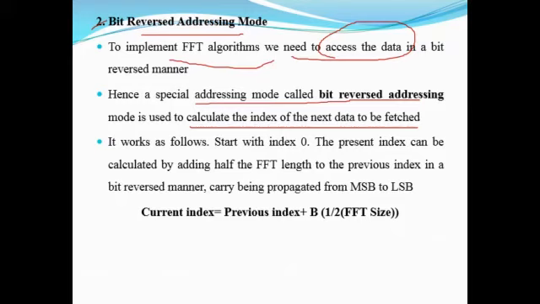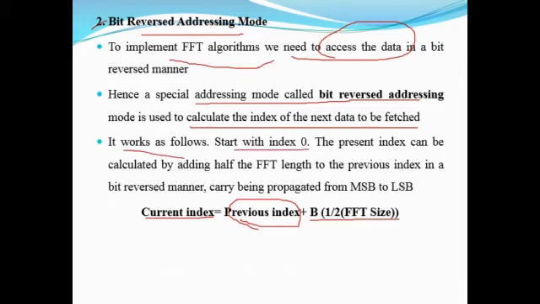That is the current index, what we normally use here. If we know the previous index, I can find out the current index. So if I know the index is 0, I can find the next index is 4. That depends on the FFT size. If it is 8, it works as follows.